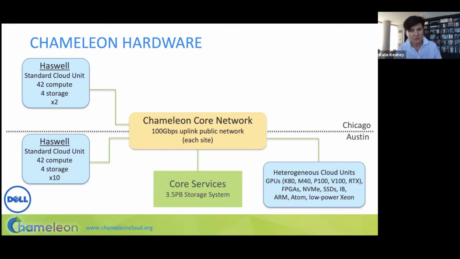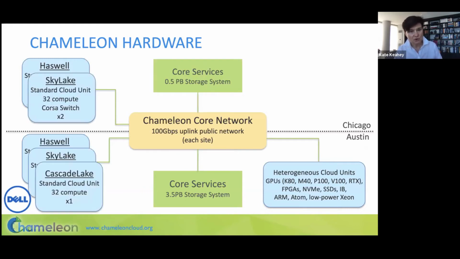Then in phase 2, it turned out that people actually didn't need that much of a scale, but they needed newer architectures. We added racks of Skylakes, 2 at University of Chicago, 1 at TAC, and then more recently 1 rack of Cascade Lake. We added more storage so that we have storage on both sides.